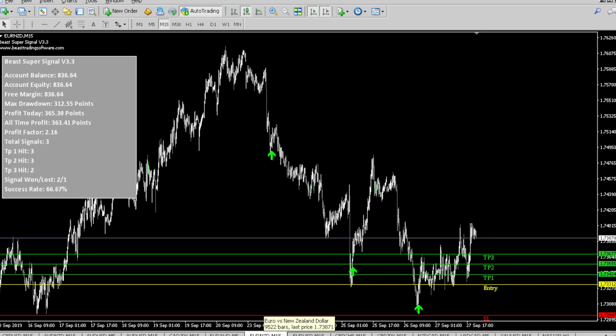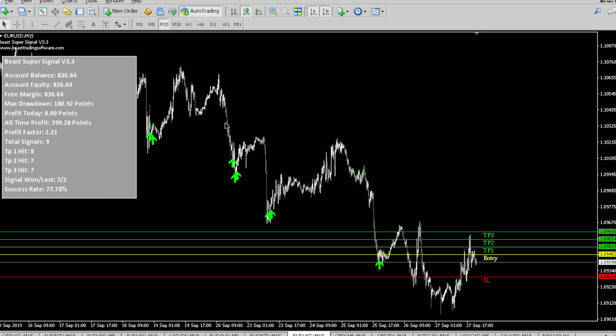Here we have the euro and New Zealand dollar. We had a buy signal last week. It didn't really go our way, unfortunately, but we did recover on the next buy signal, and this one just took off very nicely, as you can see. Then we had another buy signal and took off very nicely as well. So this loss was easily mitigated and made up for with the last two buy signals.